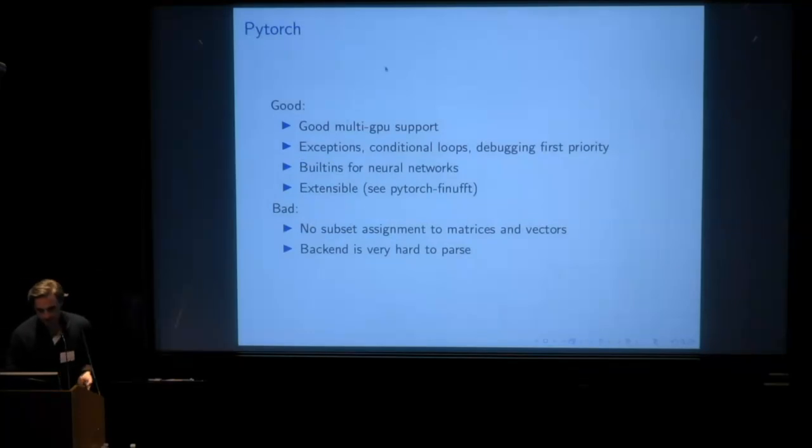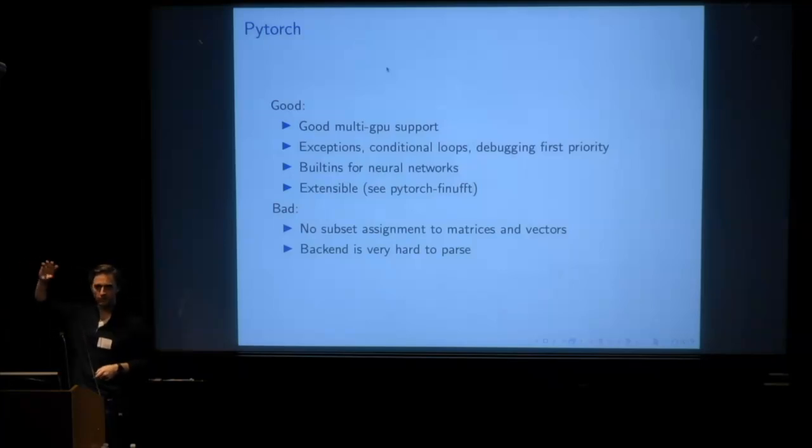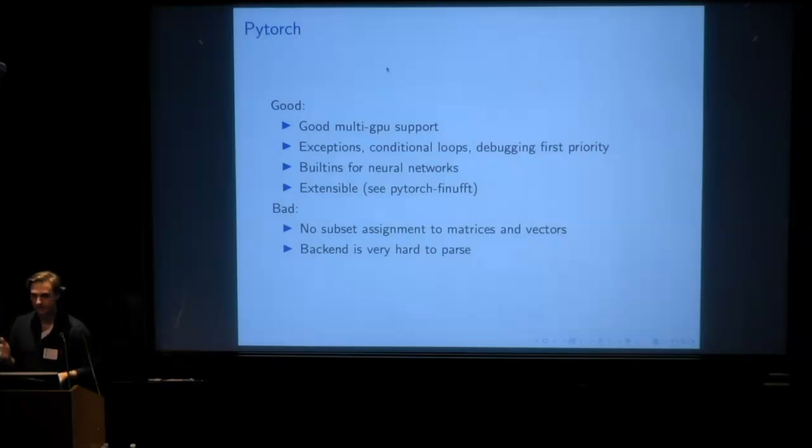PyTorch. I said before, I think PyTorch is super cool. It has great multi-GPU support. They actually have exceptions. You can do conditional loops. Right on the front page of their README, they say debugging your model is their first priority. That's the thing they care about, and I like that a lot. I think it's important to care about user time. Lots of cool built-ins for your neural networks, and it's also pretty extensible at the Python level, at least.